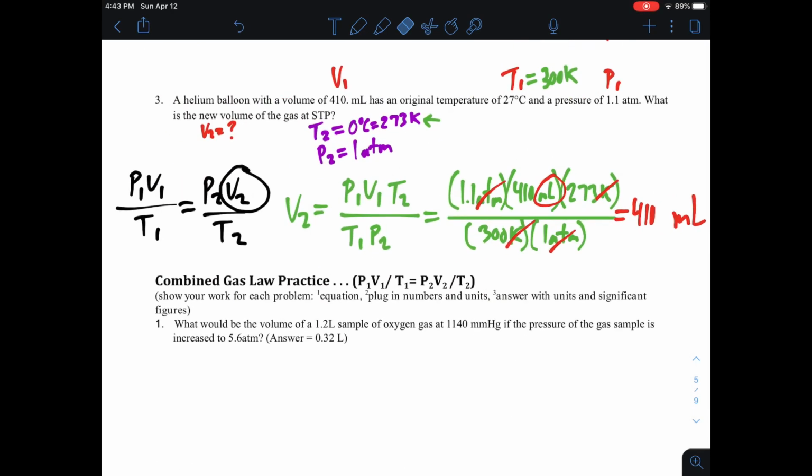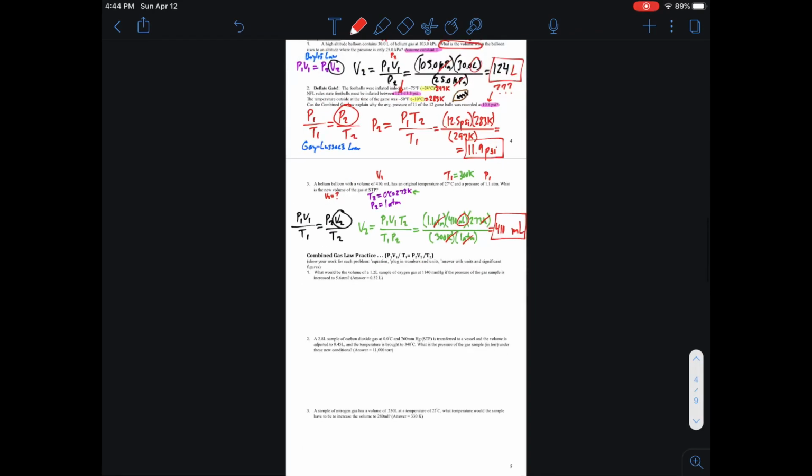Now, why would the volume of this not really change? Well, our temperature doesn't change much at all. It drops by a little bit, and our pressure also drops. So a drop in temperature would suggest that the volume would actually drop. A drop in the pressure around the balloon would result in an increase in the volume of the balloon. So they're actually counteracting, and we end up getting a balloon that hasn't changed in volume at all.